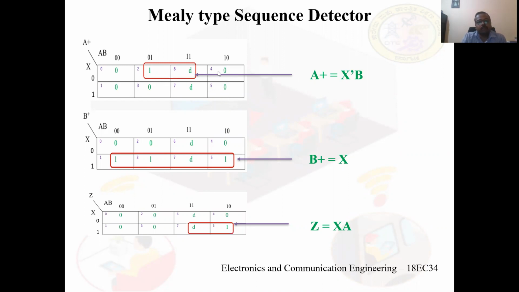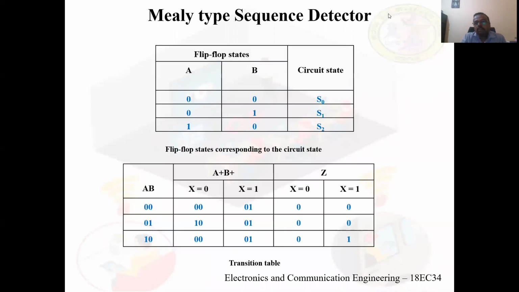So what is the expression you get? You group these two terms, which have a common term. This is B here, and this is x is 0. So A plus is equal to x bar B. Similarly for B plus, how do you do this one? 0, 1, 0, 0, and 1 here.